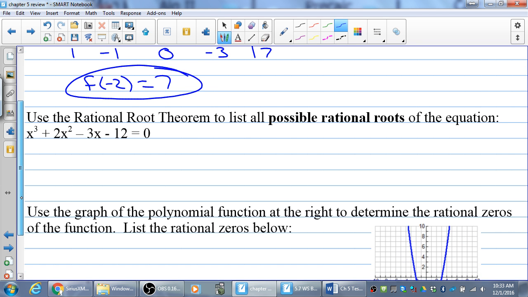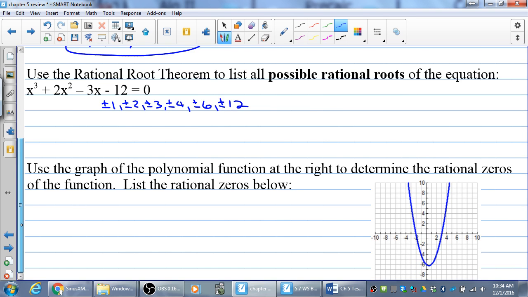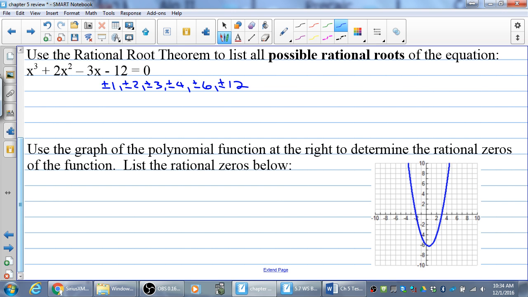Use the rational root theorem to list all possible rational roots of the equation. Now it doesn't say solve. So the possible rational roots are 1, 2, 3, 4, 6, 12. Those are the possibilities. Those are the only possibilities. So if it says use the rational root theorem to list all possible rational roots of the equation, don't solve it. It does not ask you to solve. You are done. Move on. Don't waste your time because then you're going to run out of time for the test.